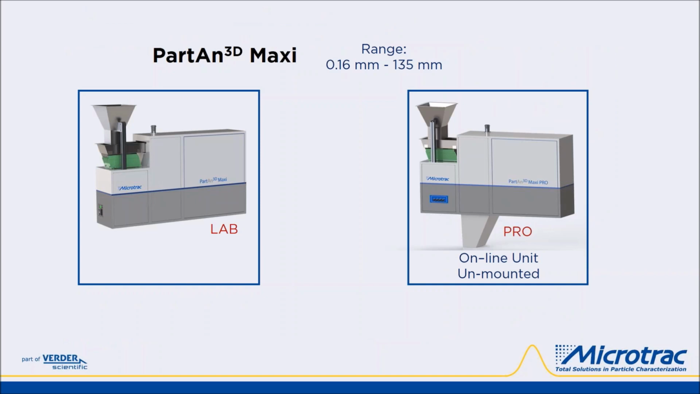Microtrac offers PartAn3D Maxi lab and online process analyzers with a size range of 0.16 to 135 millimeters. The online Pro version provides continuous unmanned operation and sample measurement with turnaround time averaging about 15 minutes, which greatly improves process control response time with the normal increase in both productivity and quality versus having to collect the samples manually, bring them to a lab, and then make the measurement. It's so labor intensive, manual sampling and measurement intervals generally end up being measured in hours, not enough time to prevent processes from going out of control and possibly shutting down. Microtrac has over 200 online image analyzers installed in various processes globally.